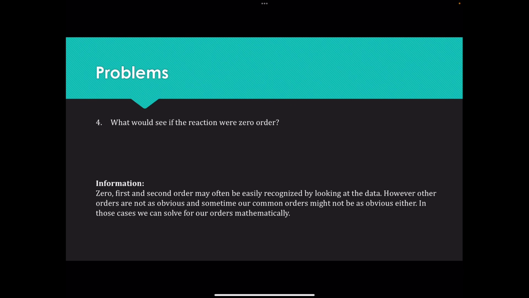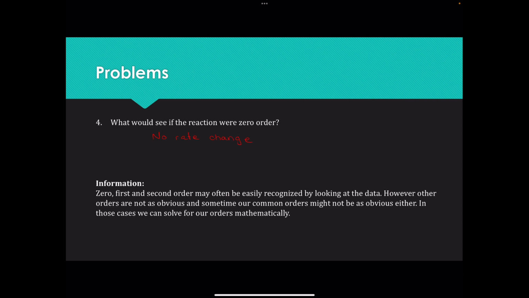So we've got that other order, we've got 0 order, and we're asked what would we see if the reaction was 0 order. So we've got to remember that 0 order means that the rate is independent of the reactant concentration. So that means no matter what I do to the concentration, the rate does not change. So if we change concentration and we saw no rate change, then we would know our reaction was 0 order.